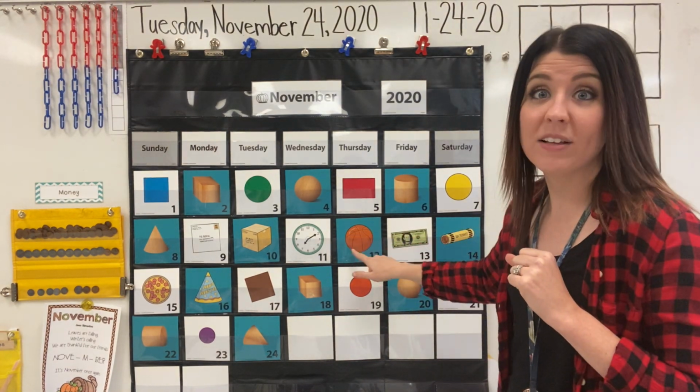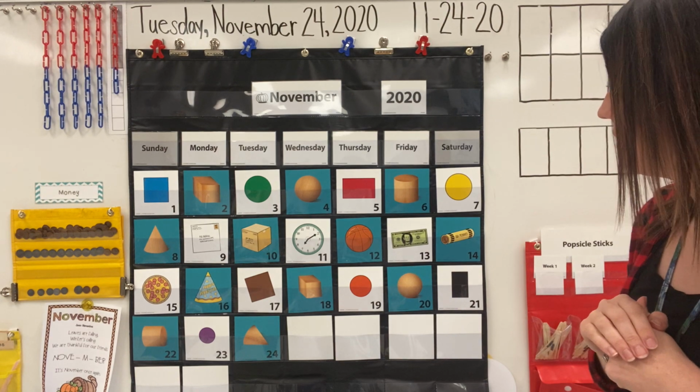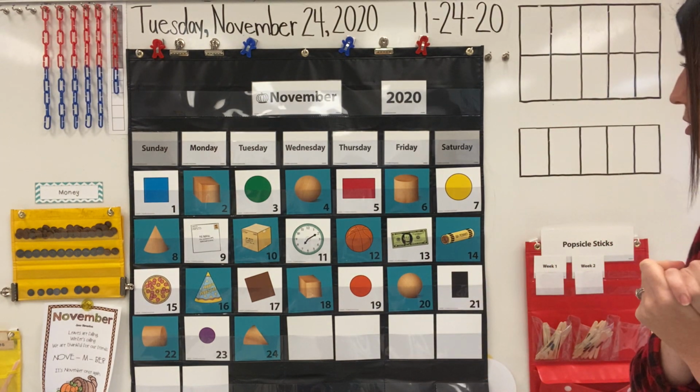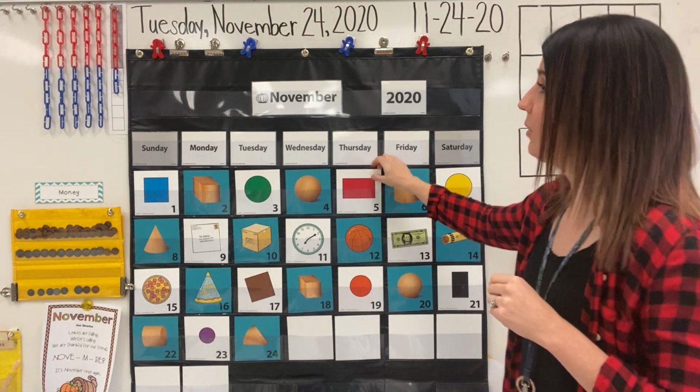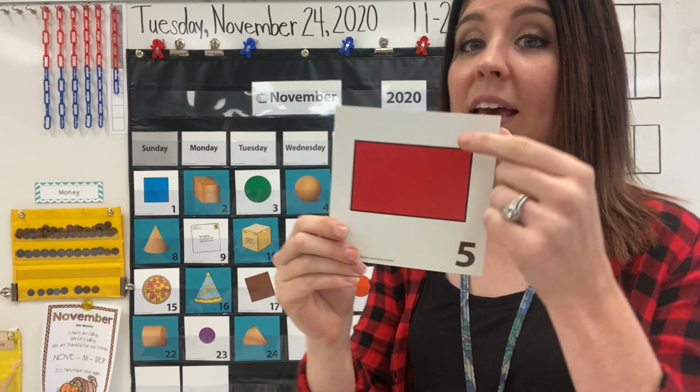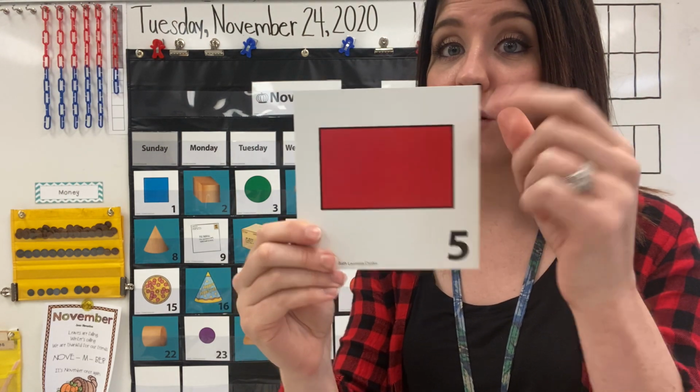The basketball is a sphere. Do you see any other spheres? Yeah, there was another wooden sphere down here. Good, so I see 3 spheres. Then we had this shape. It had 4 sides. It had right angles, those perfect corners.